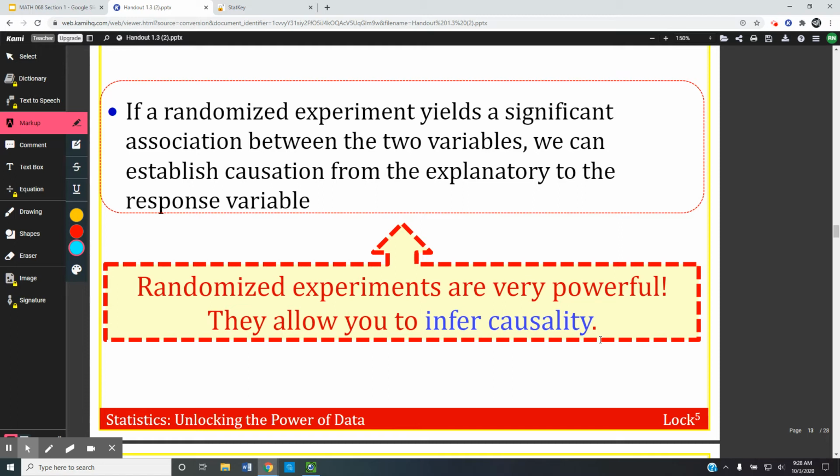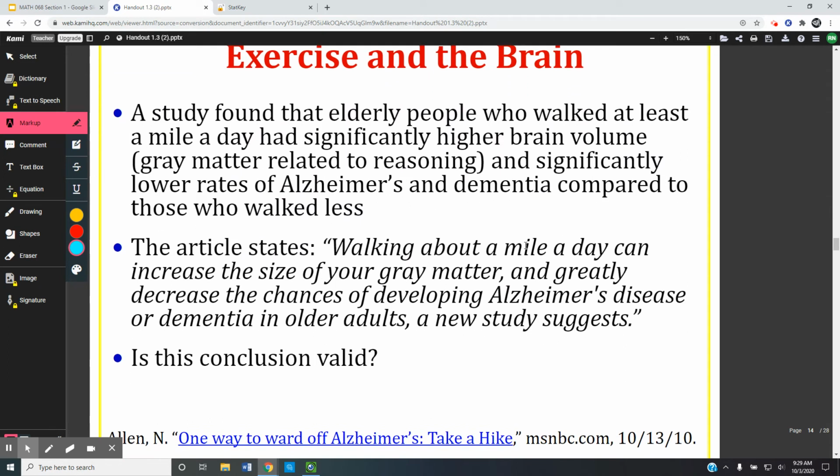If a randomized experiment yields a significant association between two variables, we can establish causation from the explanatory to the response. This is a big statement. So I have a randomized experiment. I have significant association between the two variables, meaning the explanatory and the response. And from that, if I have that without interjection of bias, I can establish causal effect. Randomized experiments are powerful and they allow us to infer causality. It's only randomized experiments that allow us to infer causality. Remember, an observation never, ever, ever will.